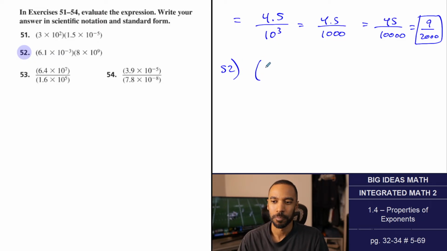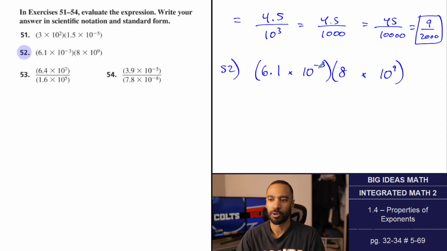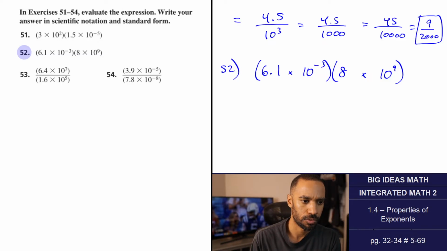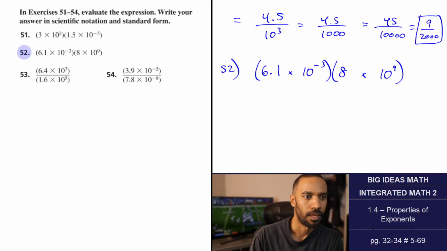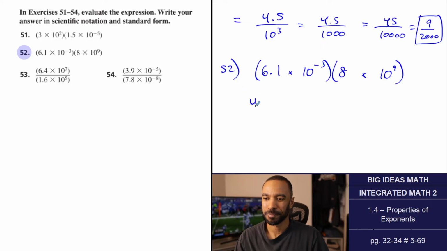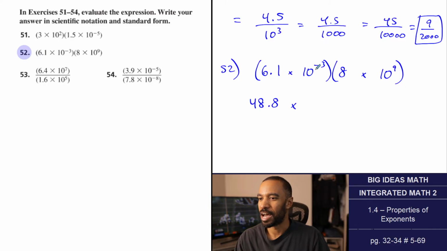Number 52. 6.1 times 10 to the negative third times 8 times 10 to the ninth. So if you understand what we are doing, I am going to multiply 6.1 with 8. I'll do it on the calculator here. 6.1 times 8. 48.8. I was intimidated by the decimal and didn't realize. Okay. And then you add the exponents here. So I'm going to get 10 to the sixth.